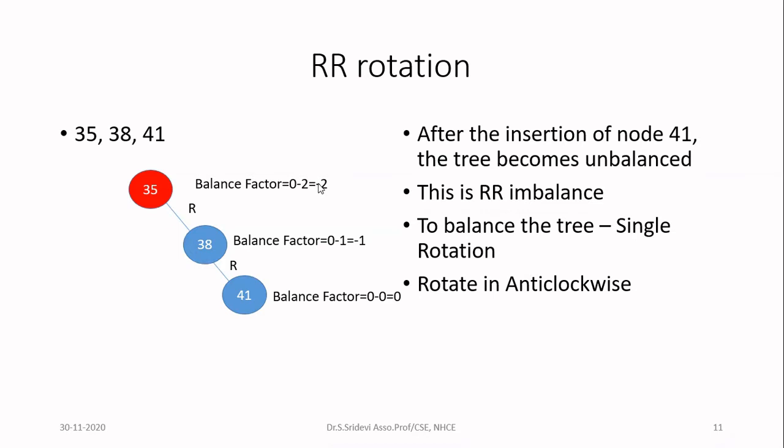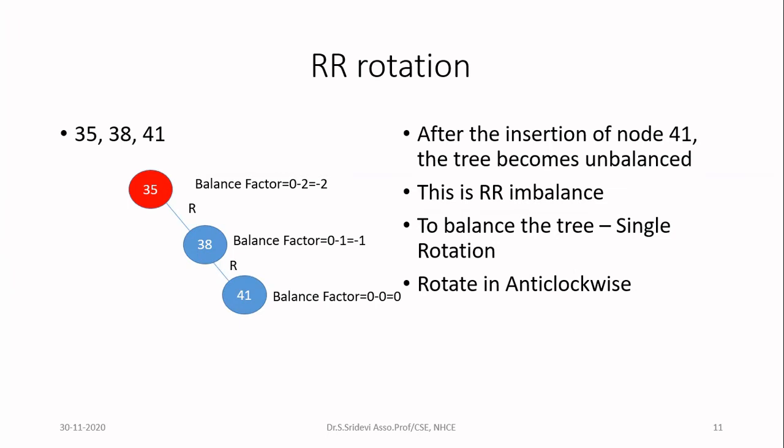So now you have done the insertion. Because of this insertion, the balance factor is changed. Check which is not in the allowed range. 38 and 41, no problem. They have the balance factors minus 1 and 0 only. But for 35, the balance factor is minus 2. Minus 2 is not allowed. So because of the insertion of 41, your tree is now imbalanced.